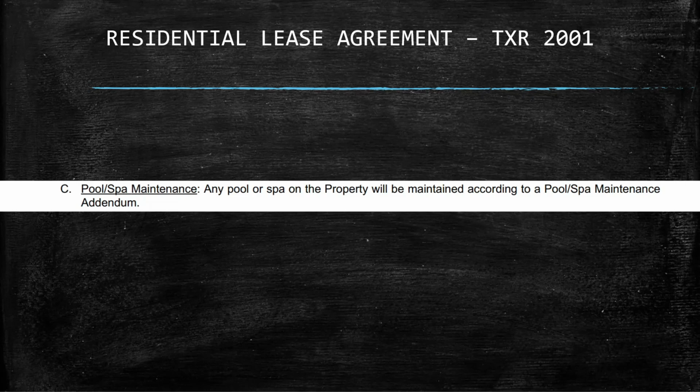When it comes to maintenance of pools and spas that might be on the property, we don't talk about that in the body of the lease agreement. There is a pool/spa maintenance addendum that is a promulgated form that the parties will use if there is a swimming pool or a spa or hot tub on the property.